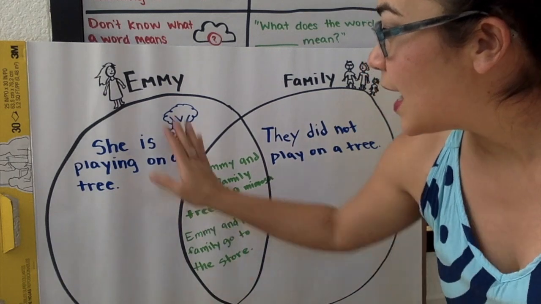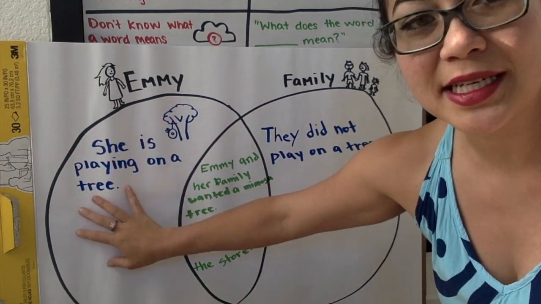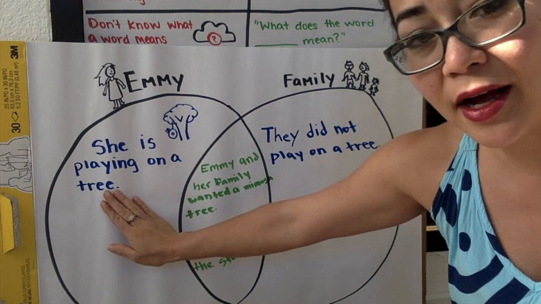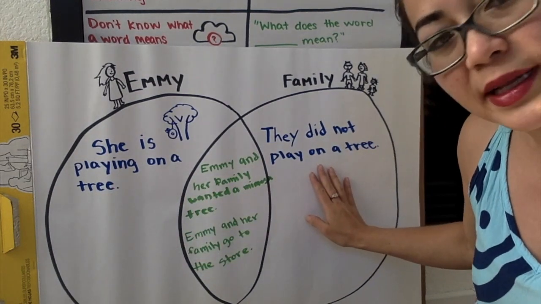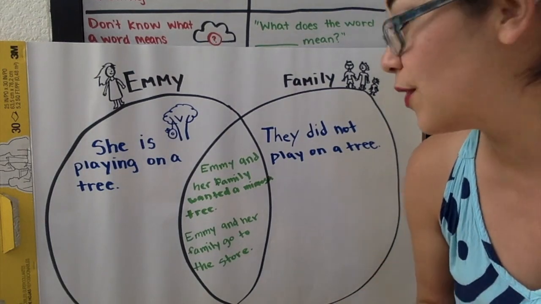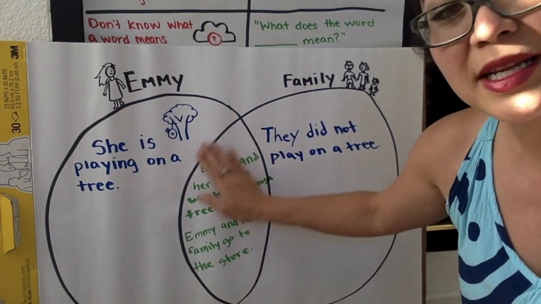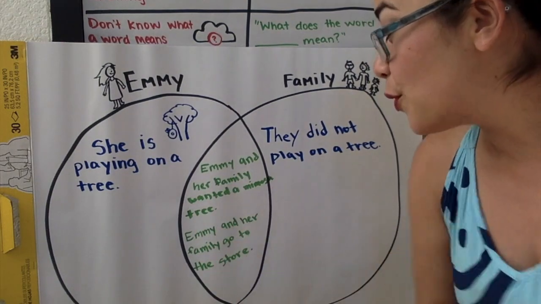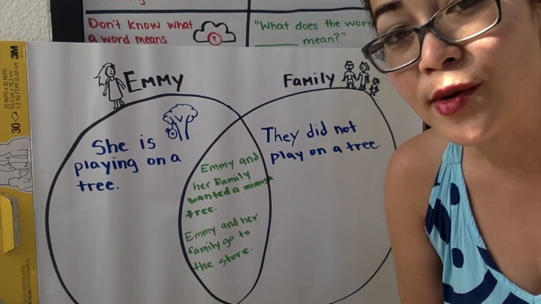So it looks like Emmy had some things that she experienced that were different than her family. She loved playing on the trees, but her family didn't really like playing on trees. But they had things that were the same as well in the book. They both wanted Emmy to be happy for her birthday and to get the mimosa tree for her birthday. And they both went to the stores to go look for the mimosa tree.